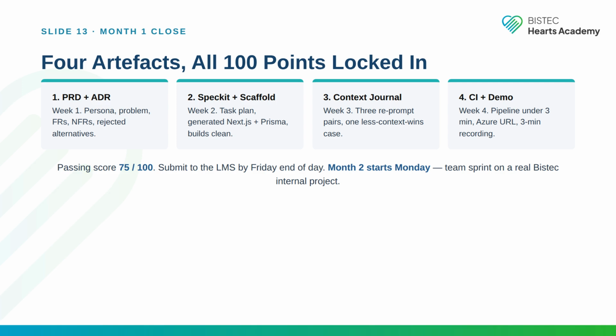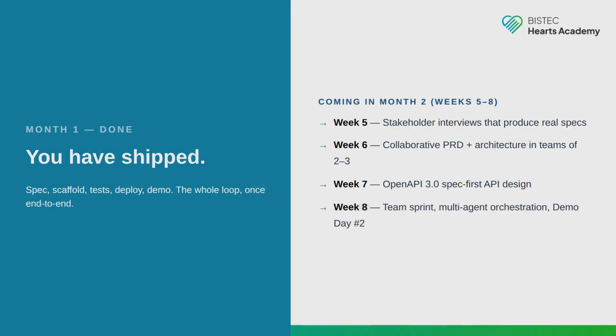Month 2 starts Monday, team sprint on a real BISTEC internal project. The takeaway from week 4: you have shipped spec, scaffold, tests, deploy, demo, the whole loop once end to end. Coming in month 2, weeks 5 through 8. Week 5, stakeholder interviews that produce real specs. Week 6, collaborative PRD and architecture in teams of 2 or 3. Week 7, OpenAPI spec-first API design. Week 8, team sprint, multi-agent orchestration, and demo day number 2 with an architect guest critique.